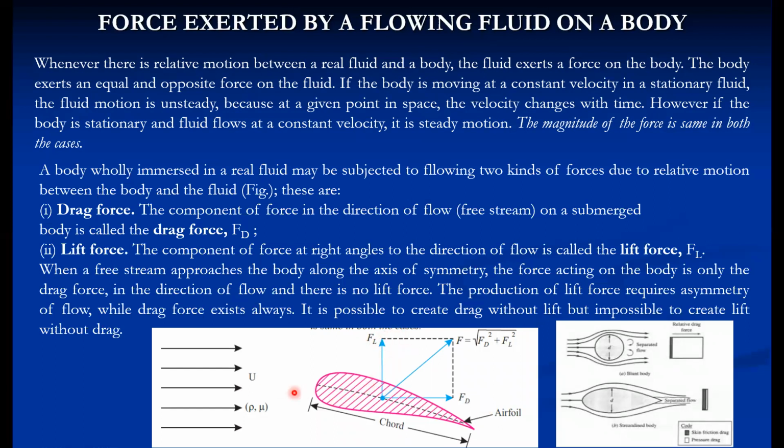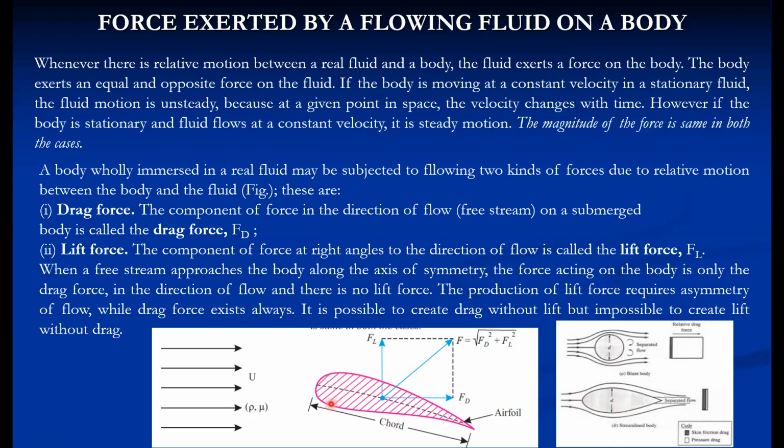When the free stream approaches the body along the axis of symmetry, the force acting on the body is only the drag force. Suppose in these two cases the free stream approaches a symmetric body. A symmetric body experiences only drag because the forces acting are equal and opposite on both sides, from top and from bottom. So there is no possibility of lift, like in this case or this case. There is only the drag force in the direction of flow. There is no lift force generated here.